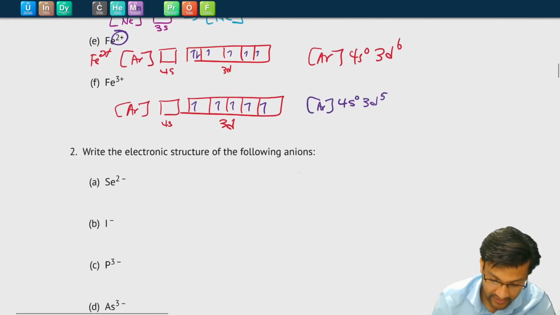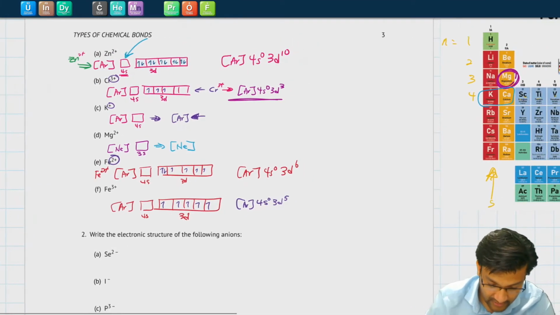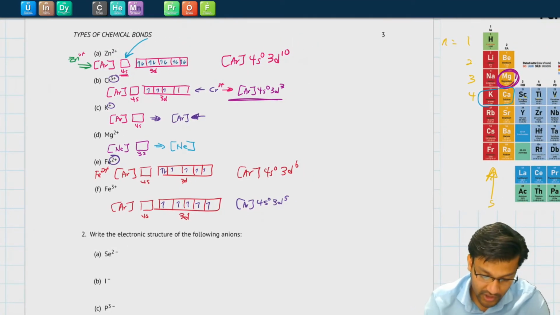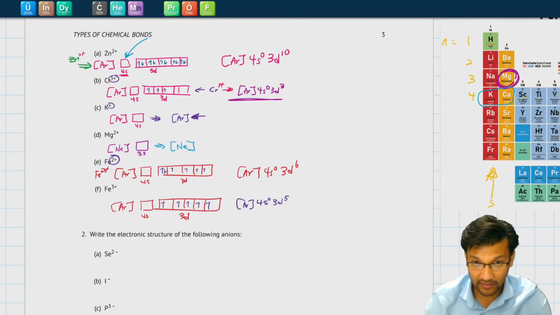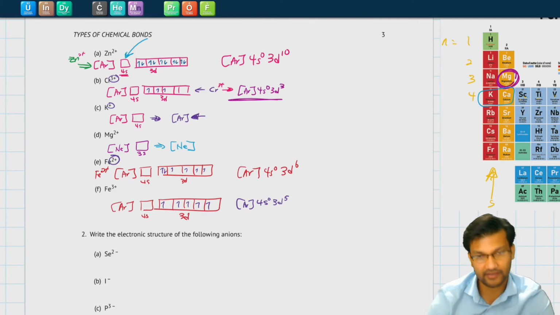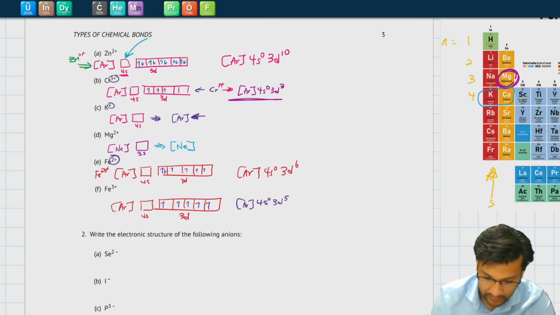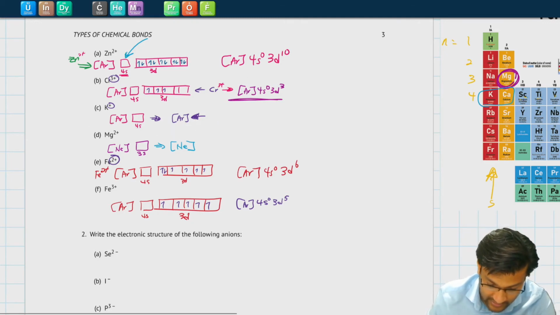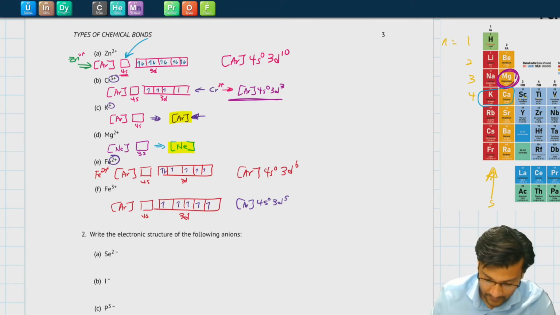And that's the electron configuration for iron 3 plus. So to summarize, to write the electron configuration of ions, you just write the electron configuration of the atom with all of its electrons, and then for positive ions, you just remove the number of electrons that you need to have the charge that you require. For things that are not transition metals, typically what you end up with is an electron configuration that's the same as a noble gas.